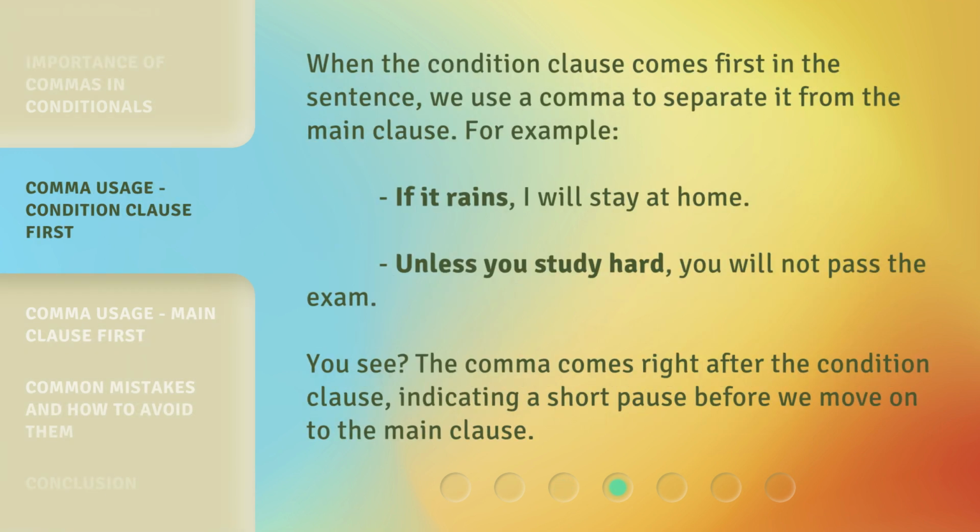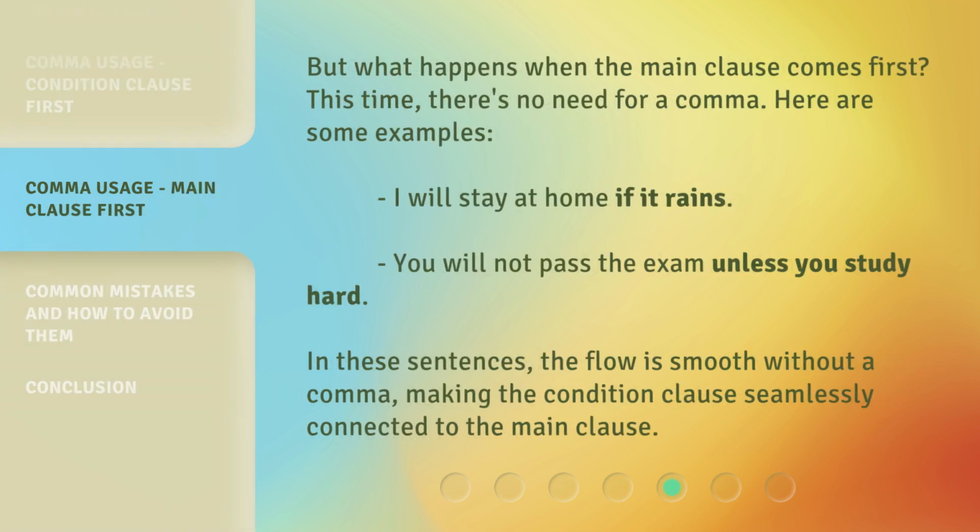When the condition clause comes first in the sentence, we use a comma to separate it from the main clause. For example, if it rains, I will stay at home. Unless you study hard, you will not pass the exam. You see, the comma comes right after the condition clause, indicating a short pause before we move on to the main clause.